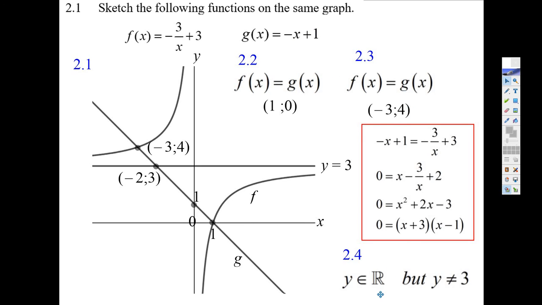The last question says, what is the range of the function f, this hyperbola? And range means, what are all the things that y can be? Y can be anything from just a little bit bigger than 3 all the way to infinity, and just a little bit smaller than 3 all the way to negative infinity. So the range is all the real numbers, but y can't equal 3. That's this asymptote. It can never get to this line y equals 3. That's called the range. Okay, hope that helped.